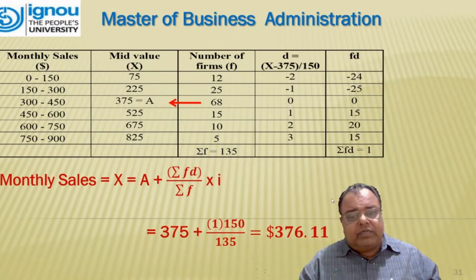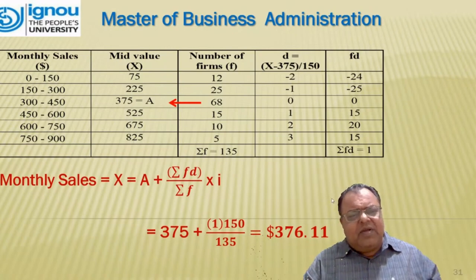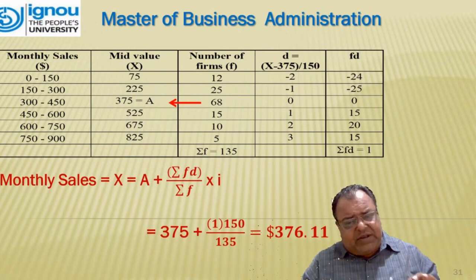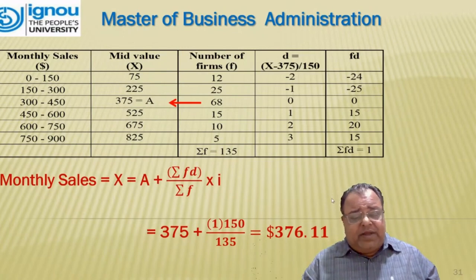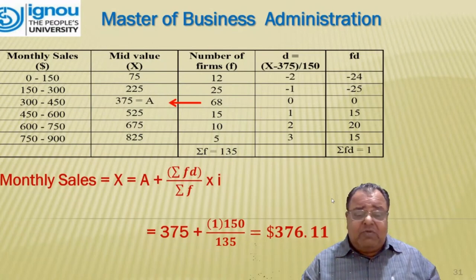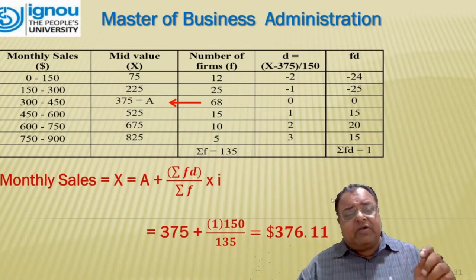Now, as a practice, we find the central value in the mid value column, or we can see the frequency which is maximum in the frequency column. So here it is 68. Since we are going to use the assumed mean formula, we will be assuming, or we can straight away put A in front of 375.